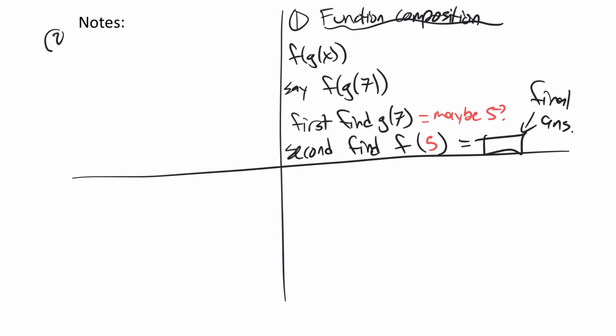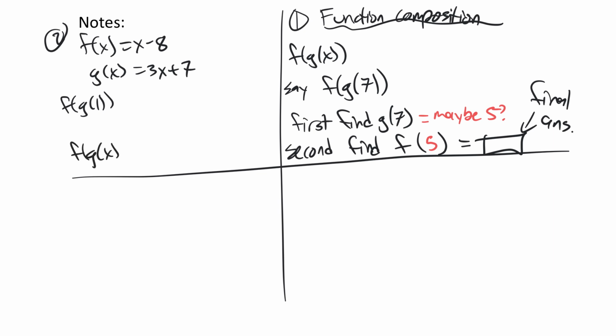All right. Why don't you try this following example? f of x is x minus 8. g of x is 3x plus 7. And first you could find f of g of 1. And then you could also find f of g of x. Here you choose your own example.